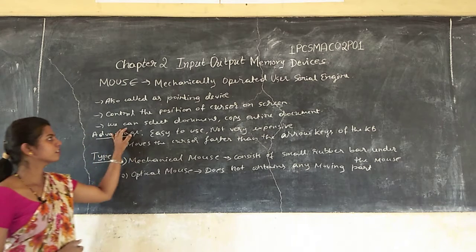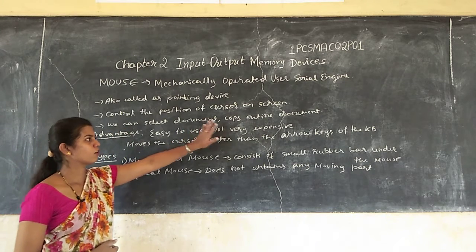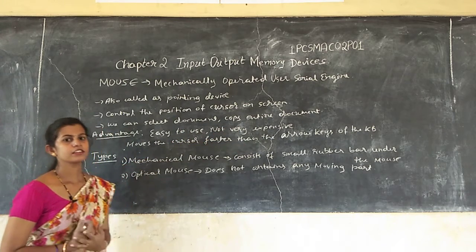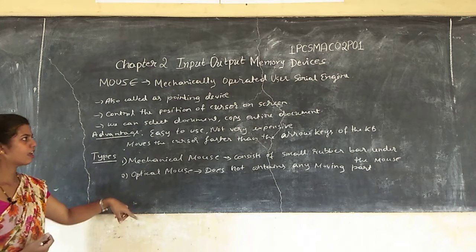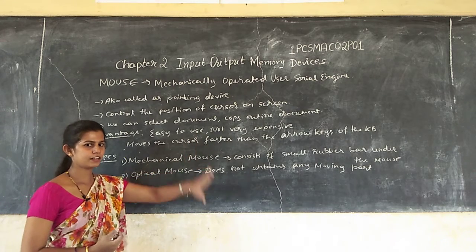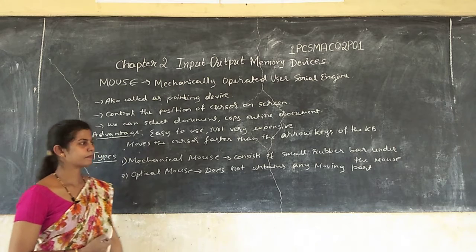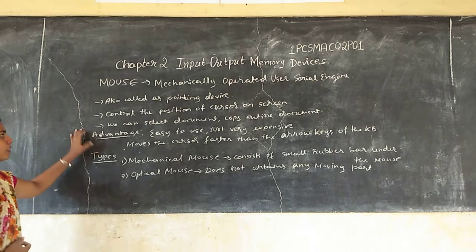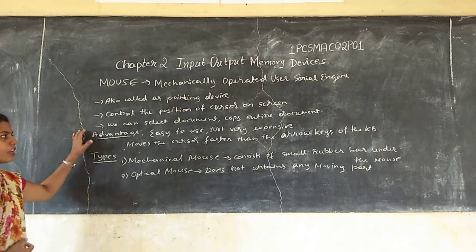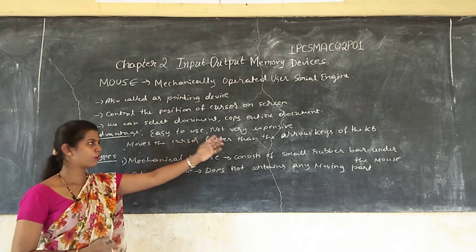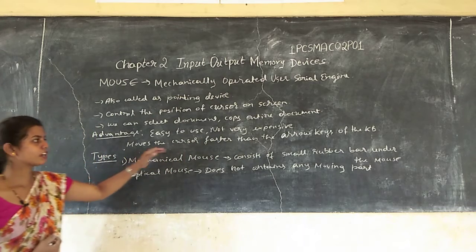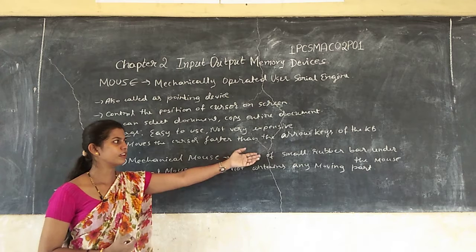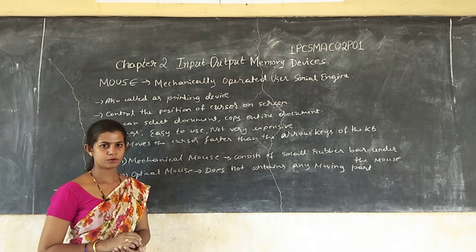We can select a document and copy the entire document. By using the mouse, we can select the document on the screen and also copy the entire document at a time. Some of the advantages of the mouse are that it is easy to use and not very expensive, and it also moves the cursor faster than the arrow keys of the keyboard.